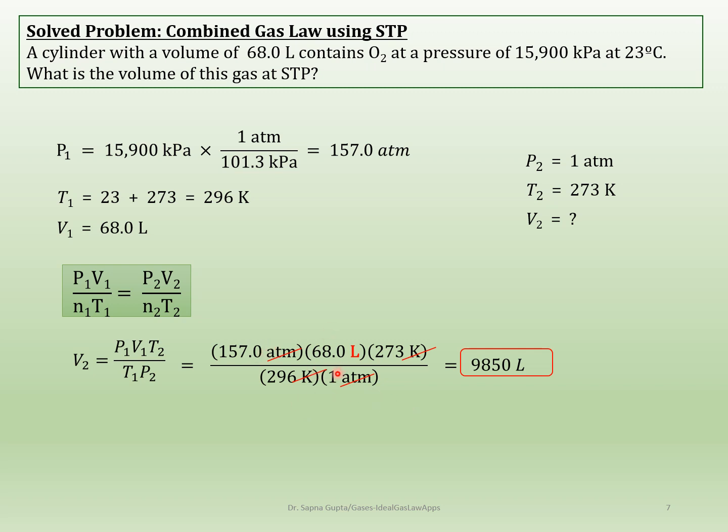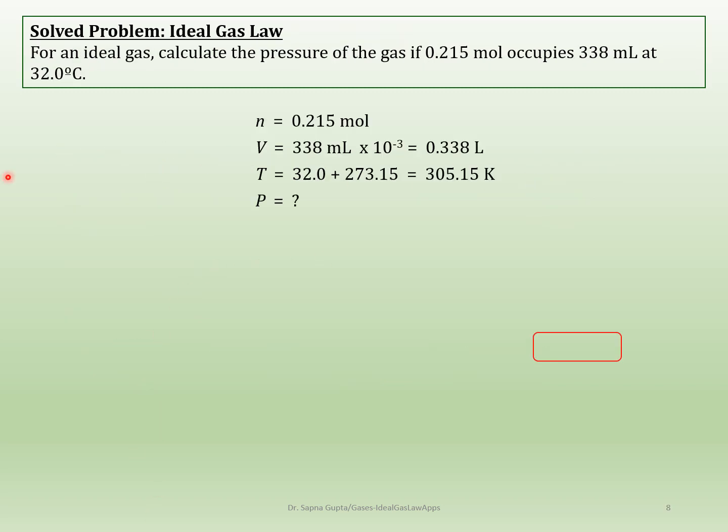Okay, again, I've crossed out the units for you so you can see that you're left with liters. Okay, again, here you are using combined gas law. Why? Because you have initial and final set of conditions. All right, so here is the ideal gas law.